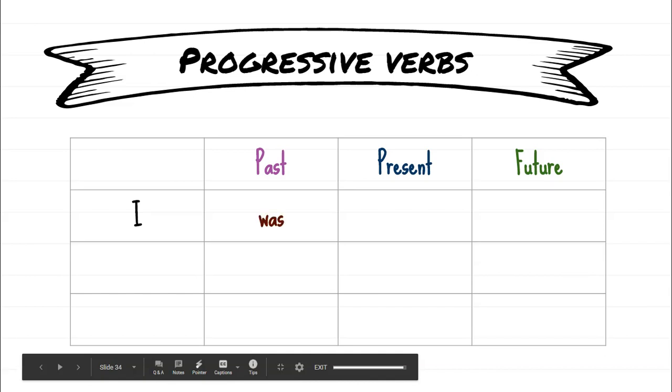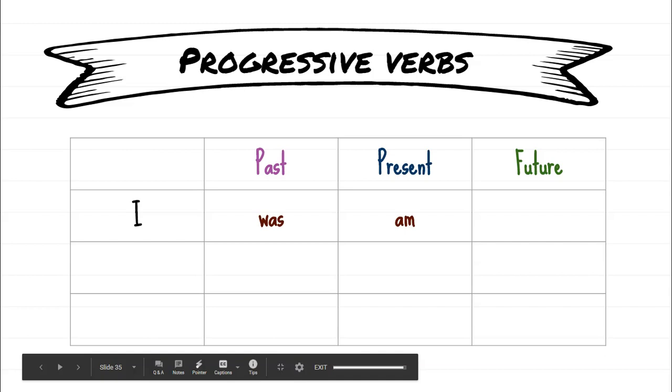If we're going to use the past progressive helping verb, we would say I was. For example, I was studying. If we're going to use the progressive or continuous form of that verb in the present, it's going to change. So then we will say I am studying. Do you see that was and am have the same meaning, but they give us a different indication of the different tense? I was studying. I am studying.